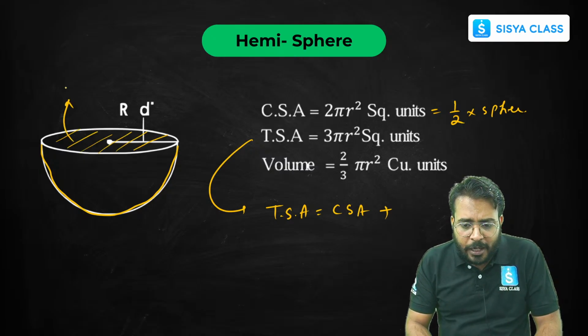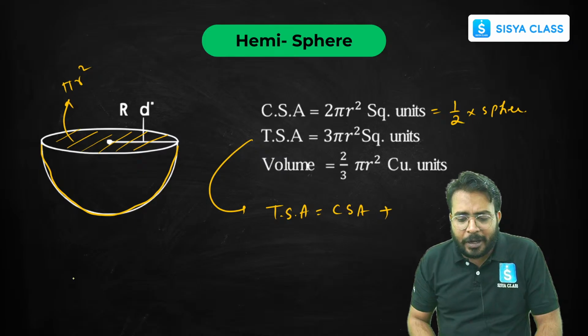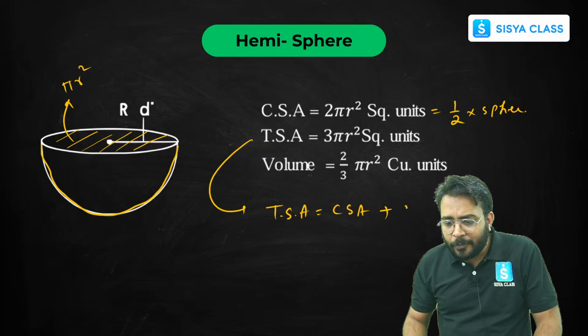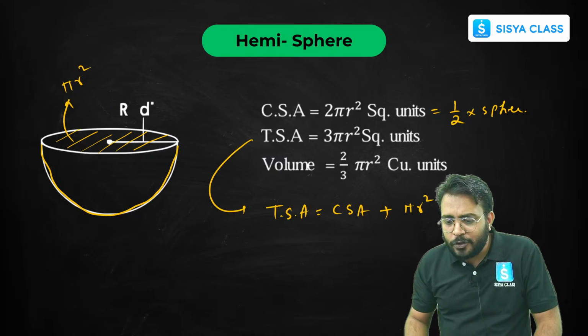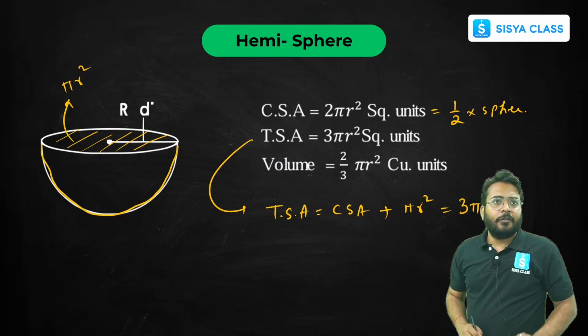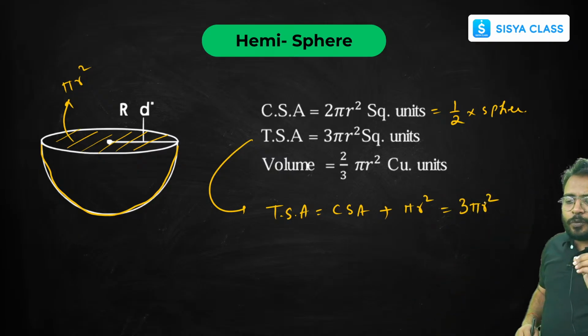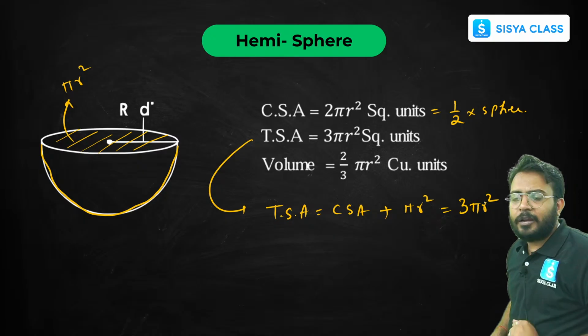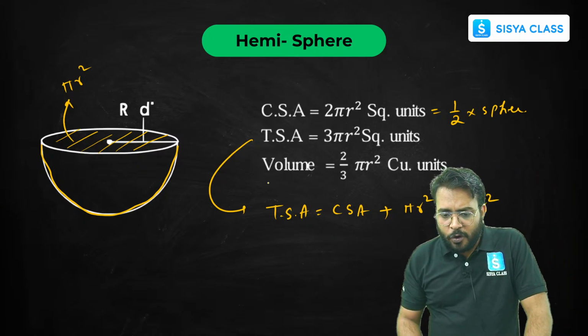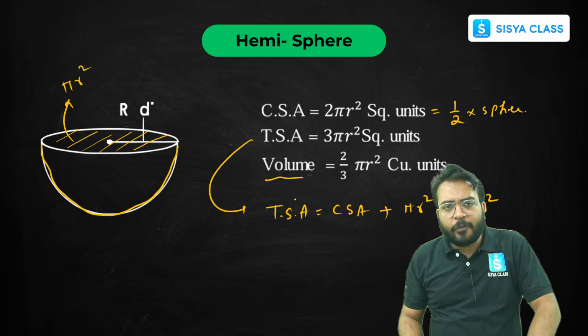This area is what, beta? Pi r square, and when you add this, it is going to be 3 pi r square. That's why for a hemisphere the total surface area is going to be 3 pi r square. All right, fine. Now volume, it is going to be half of the volume of your sphere.